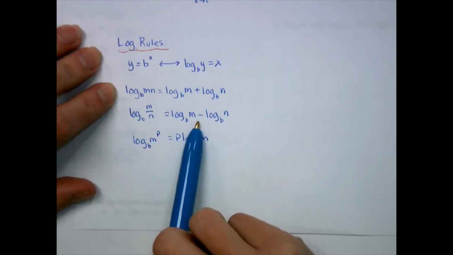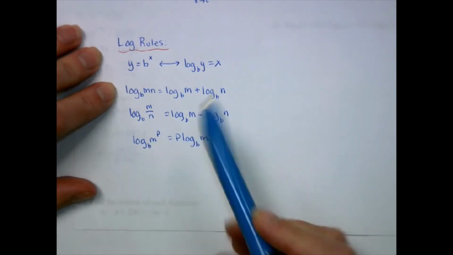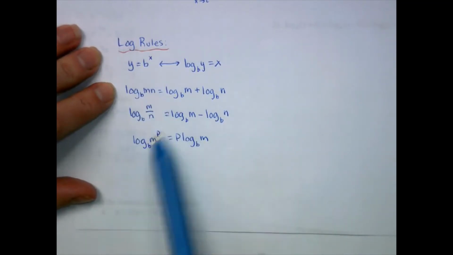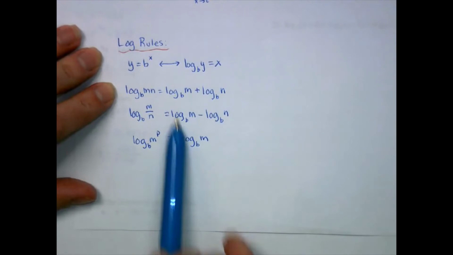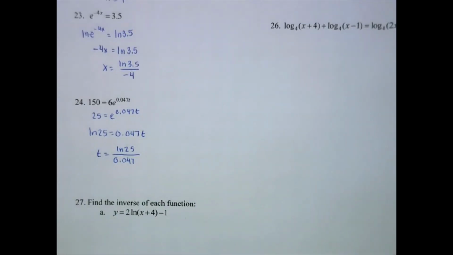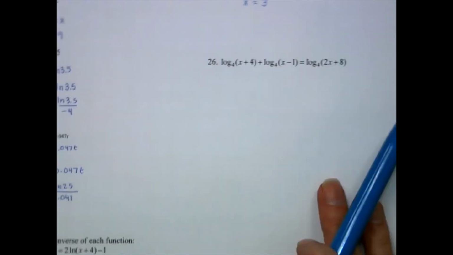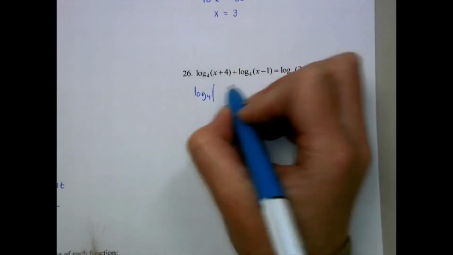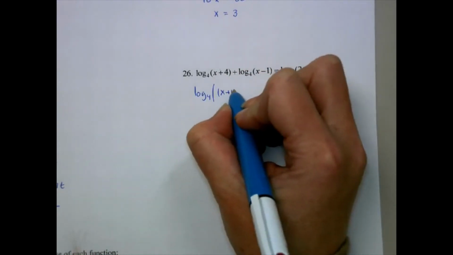Now, sometimes you want to go from this side to this side, sometimes you want to go from this side to this side. In our next example here, we want to condense this using the multiplication rule. So this was the same as log 4 of x plus 4 times x minus 1. Don't be tempted to add.